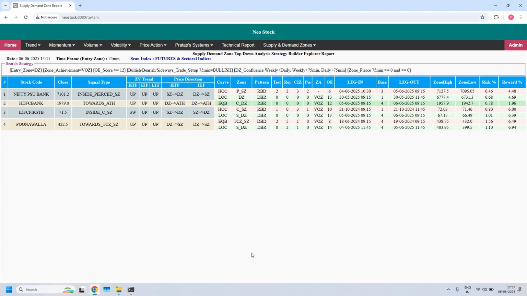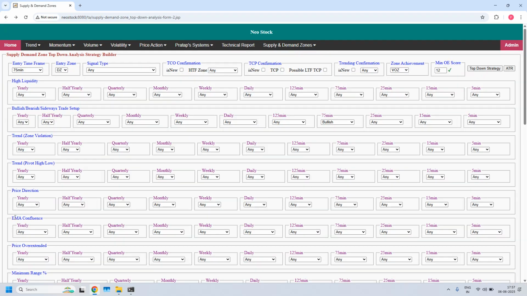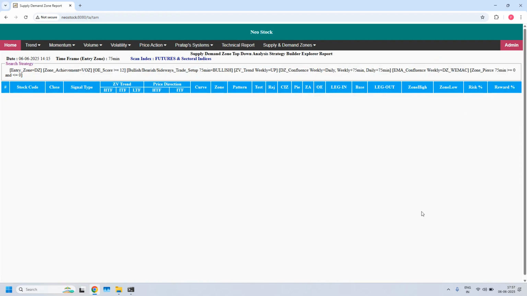we got 4 stocks. In these 4 stocks, these 75 minutes demand zones overlapped with daily demand zone, both together overlapped with weekly demand zone. And weekly trend is up in 3 stocks out of 4. So on the 3 stocks, let's verify any weekly demand zone with weekly EMA confluence. And also trend on the weekly should not be sideways, it can be uptrend because it is bullish trade setup. So none of the stocks are having weekly EMA confluence. We verified EMA confluence on weekly demand zone with weekly EMA.